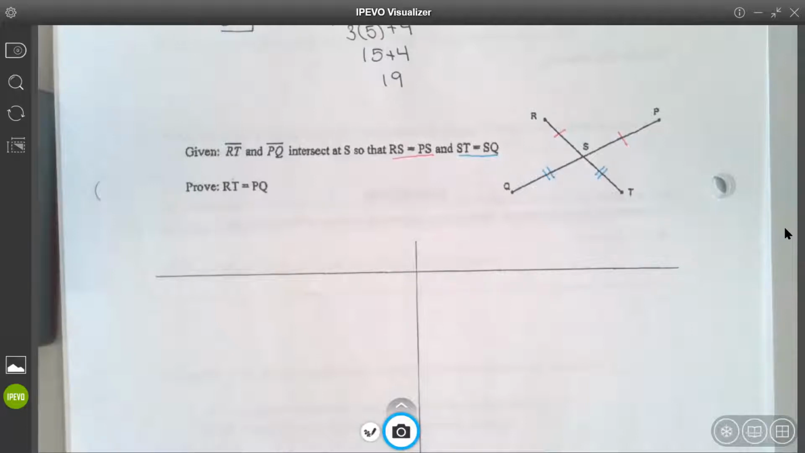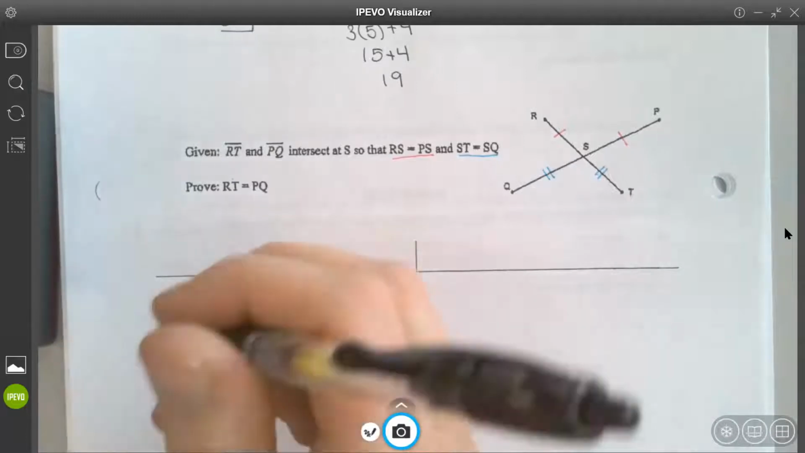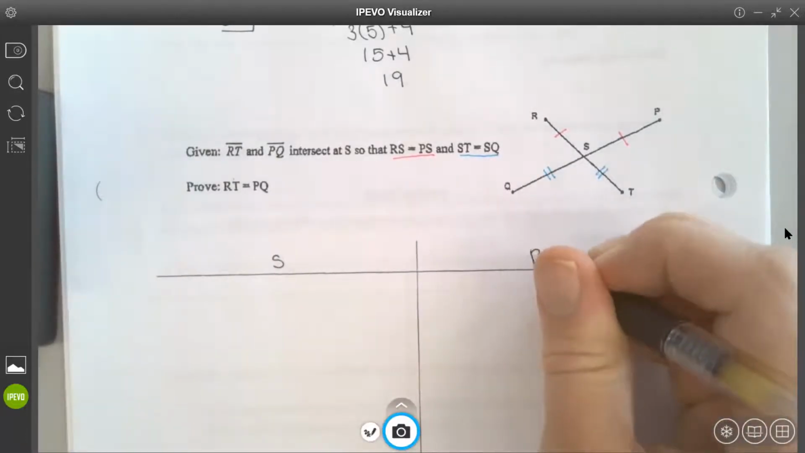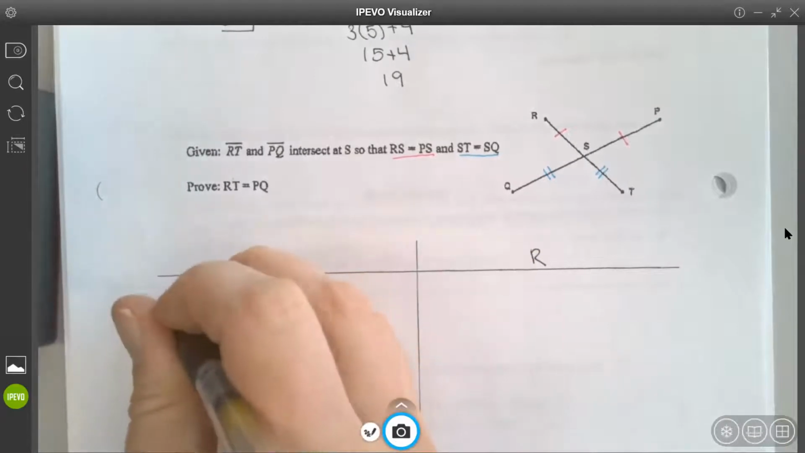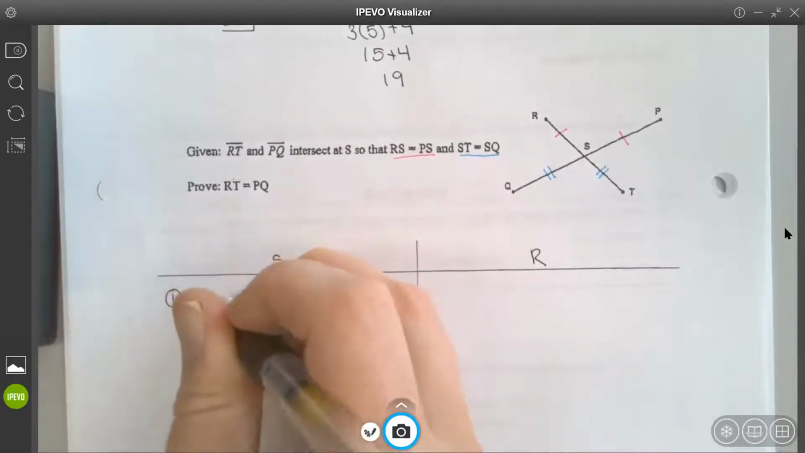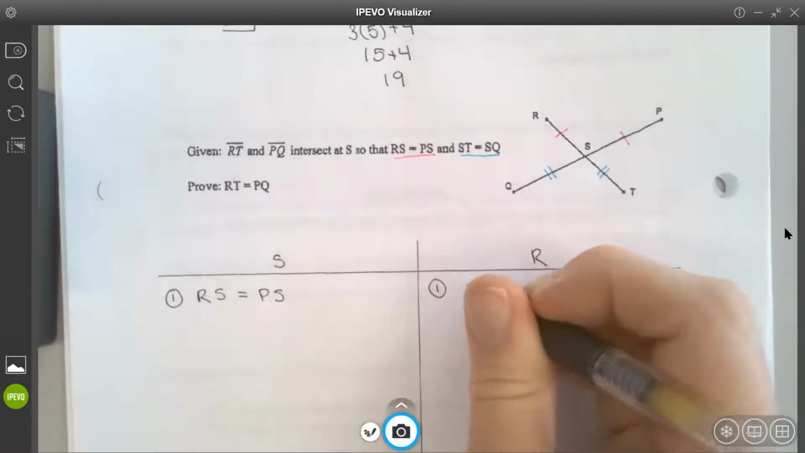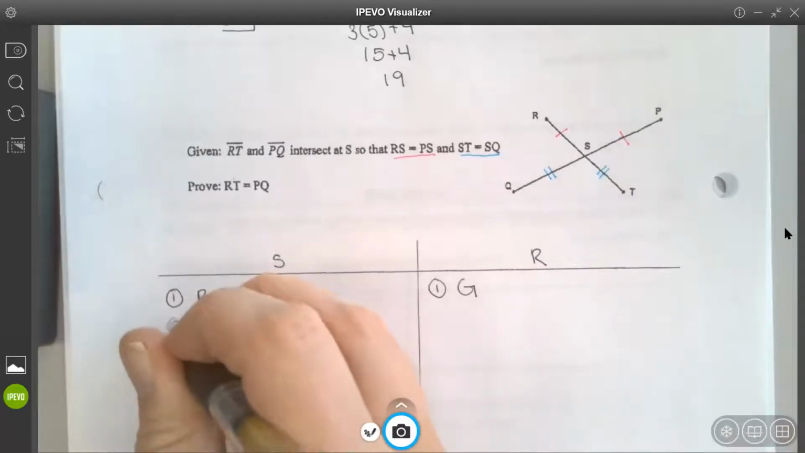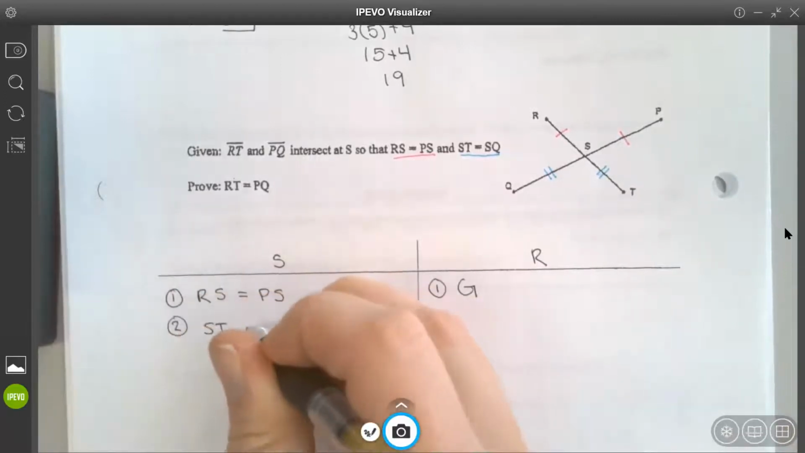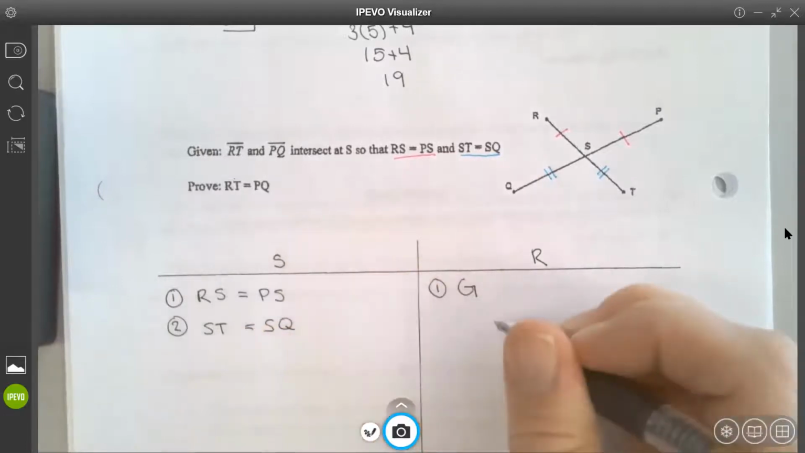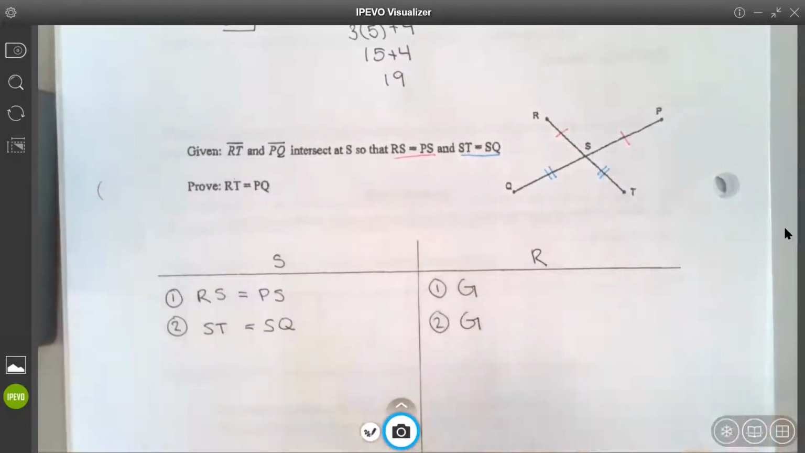Okay, so first I mark my givens. Now I'm going to write down my givens because I have to include them in my proof. So I have statements and reasons. And I'm going to write RS is equal to PS. That's given. And ST is equal to SQ. That was also given. Okay, so the first thing I do is I mark all the givens on my diagram and I write the givens into my proof.